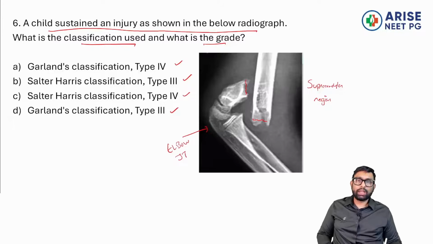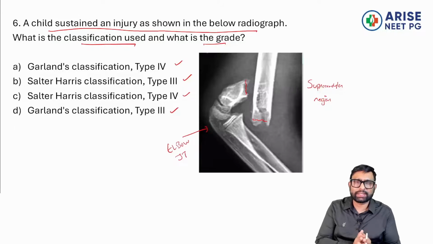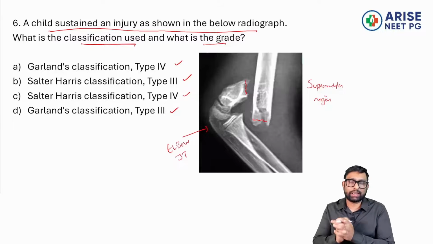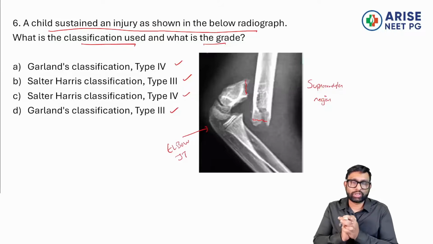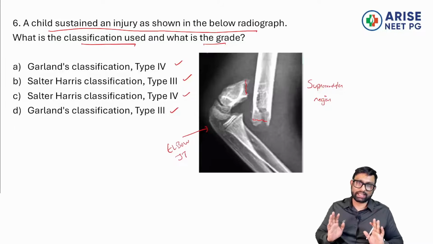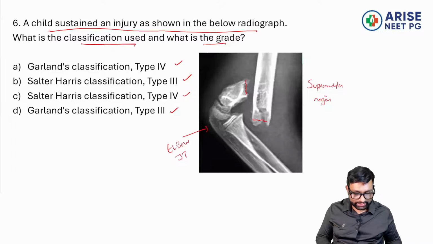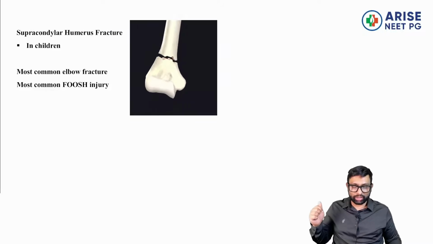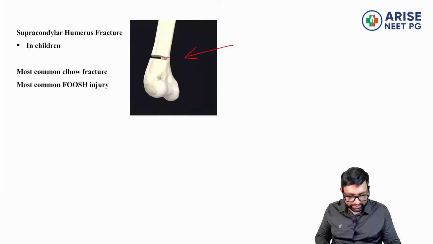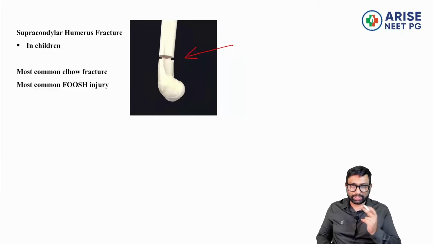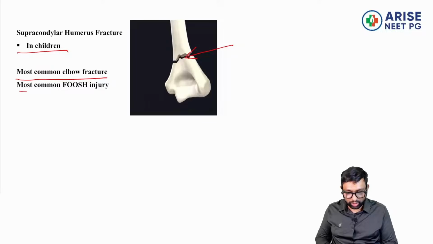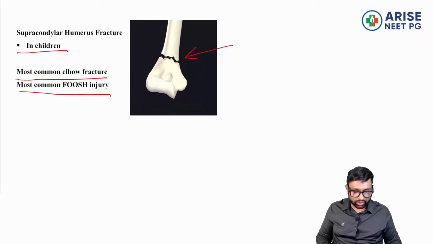You can see that. Now they're asking you, what is the classification system that you use for supracondylar humerus fracture? Is it Salter-Harris or is it Gartland's? Yeah, it is Gartland's classification. Very good. So let's try to understand this classification system. In supracondylar humerus fracture, it commonly occurs in children, and the fracture occurs here, just proximal to the elbow. That's what we saw in the X-ray as well. Most common elbow fracture in children, most commonly a fall on an outstretched hand injury.